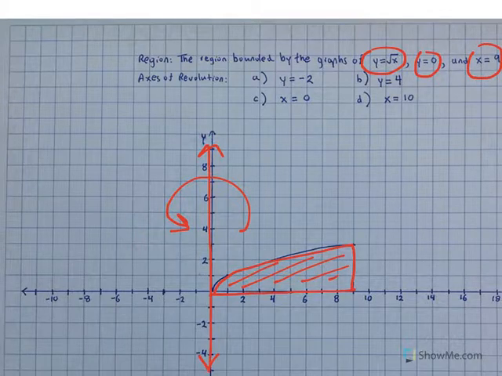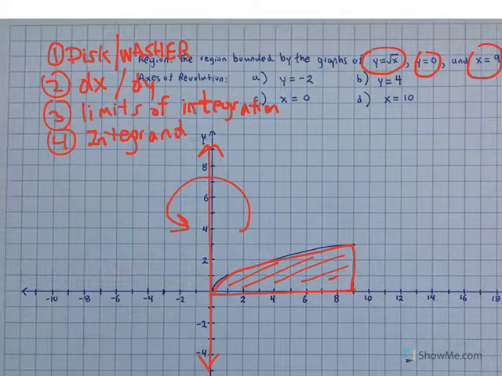So now we're going to go through our series of questions. The first question is, should we use the disk method or the washer method? How do you answer that? Well, you think about the region that you have and your axis of revolution. You can intuitively see that this is going to result in a bowl-shaped solid. It's going to look something like that. But you're going to take this region and revolve it about the y-axis.